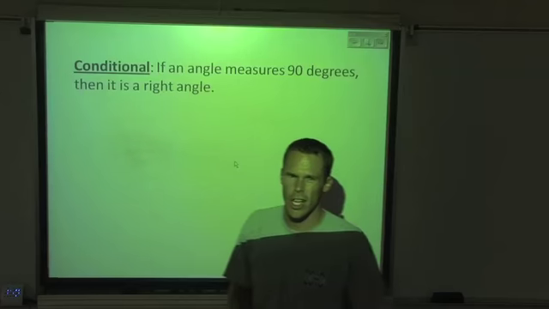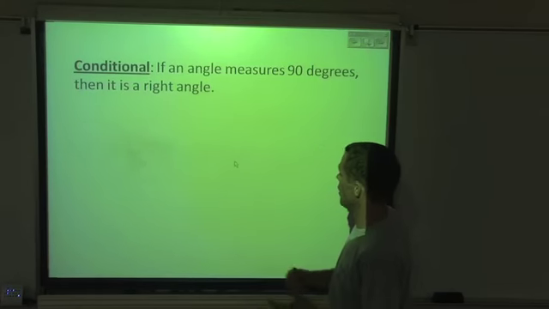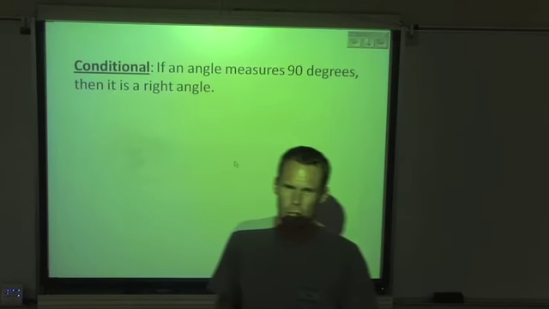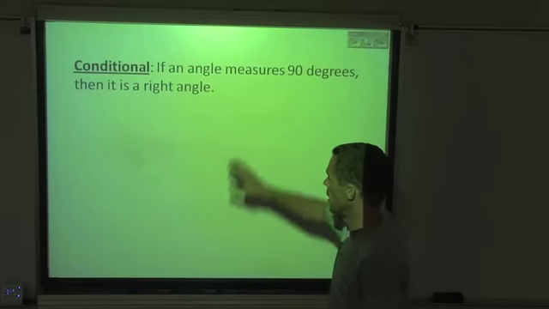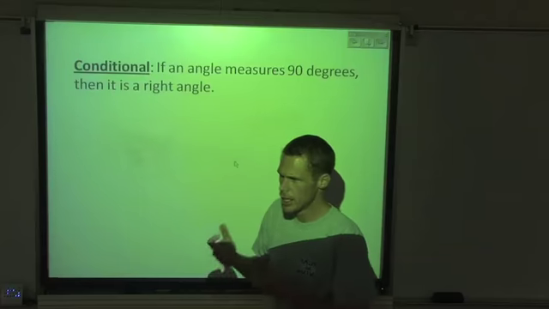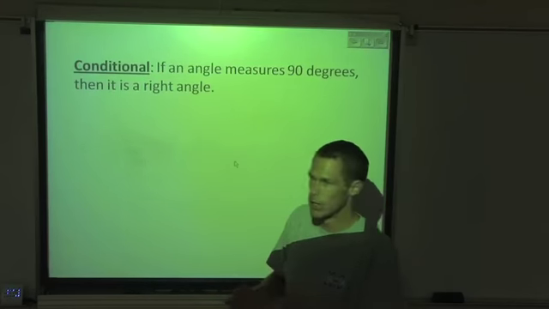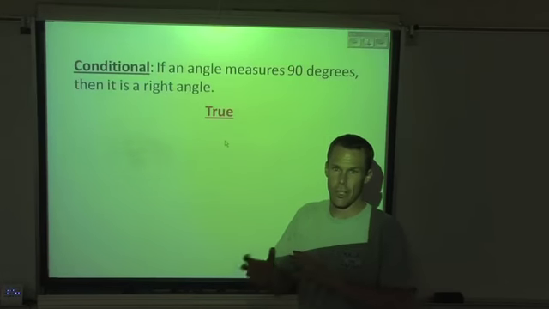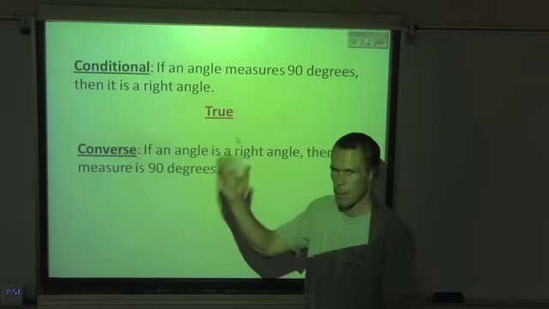So, a conditional statement is an if-then statement that we studied in our previous lesson. Here we have, if an angle measures 90 degrees, then it is a right angle. What's important about the start of this lesson for biconditionals is that we have a true conditional statement. If an angle measures 90 degrees, we have to start with that. Is it true that that means it is a right angle? Yes, true.